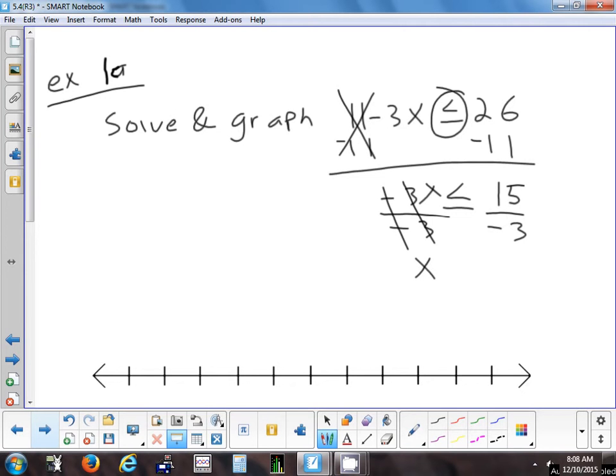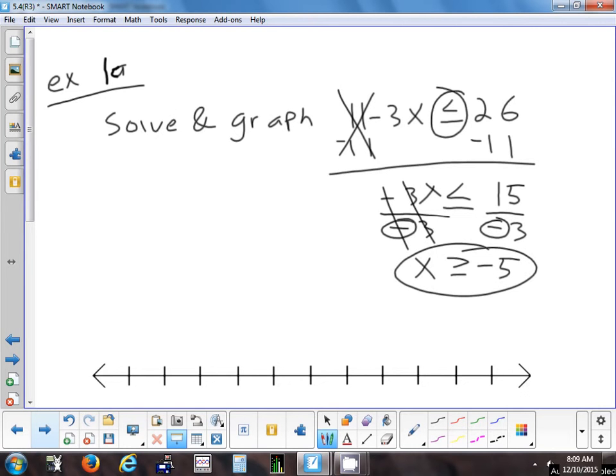And somebody tell me what else is going to happen here. Ryan? The sign's going to flip. Sign's going to flip because we divided by a negative. Okay? And Ryan, can you finish that up for me? What's 15 divided by negative 3? Negative 5. Negative 5. Okay, so there's the solve.